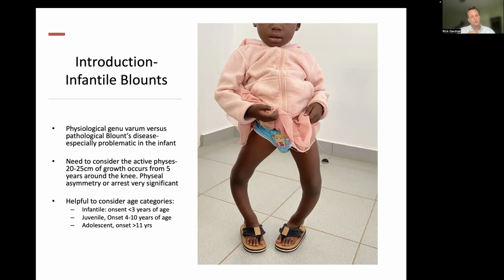I think it is very helpful not to just categorize this as infantile and adolescent. I think it's helpful to talk about infantile being onset of less than 3 years of age, juvenile when the onset appears between 4 and 10 years of age, and adolescent over the age of 11 years. I would say, though, that even in the juvenile cases, it seems like these cases have been present for some years before, but bringing them into these blocks does also help guide our treatment as well.